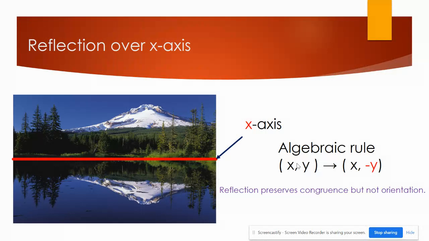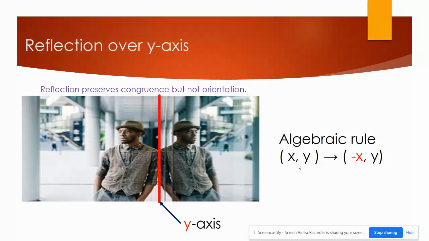Some examples. Here's a reflection over a line of reflection that represents the x-axis. We see the image is reflected into the water, showing a mirrored image of the mountaintop. Here's an example of a reflection over the y-axis, and we see that mirrored image once again. Reflection preserves congruence, but not orientation.